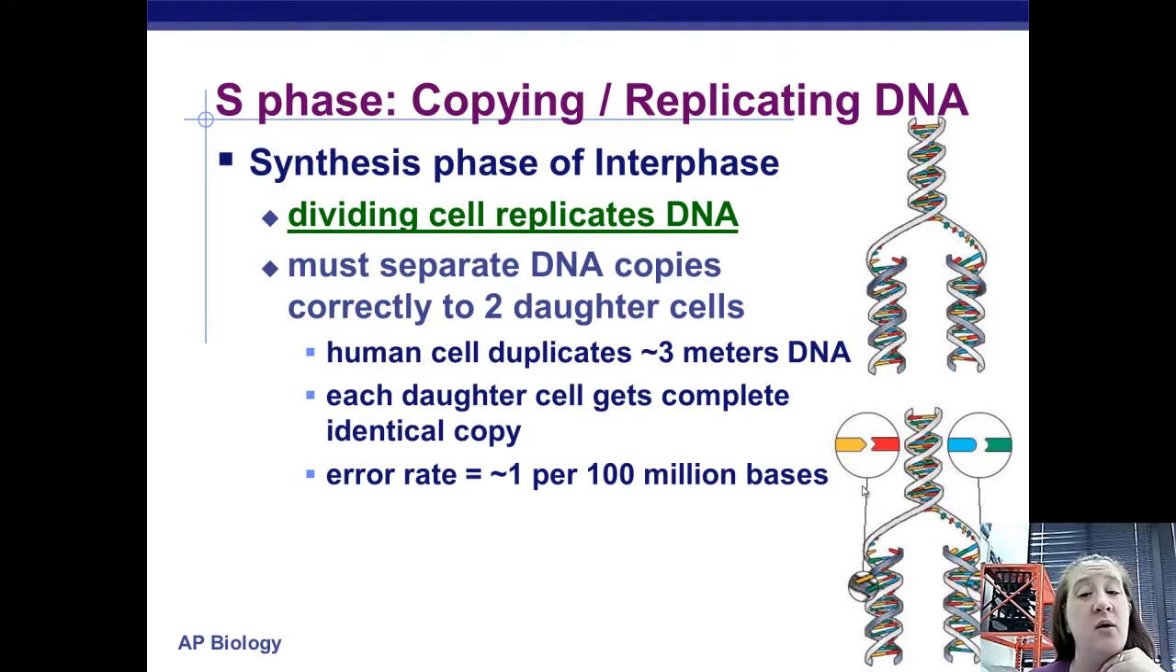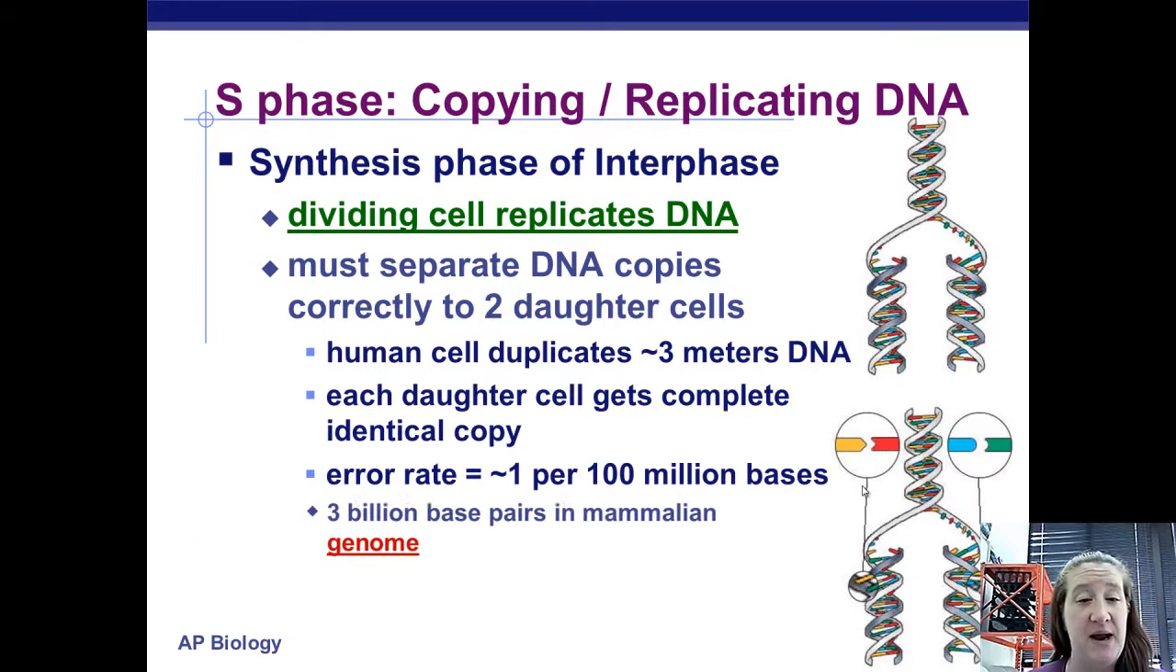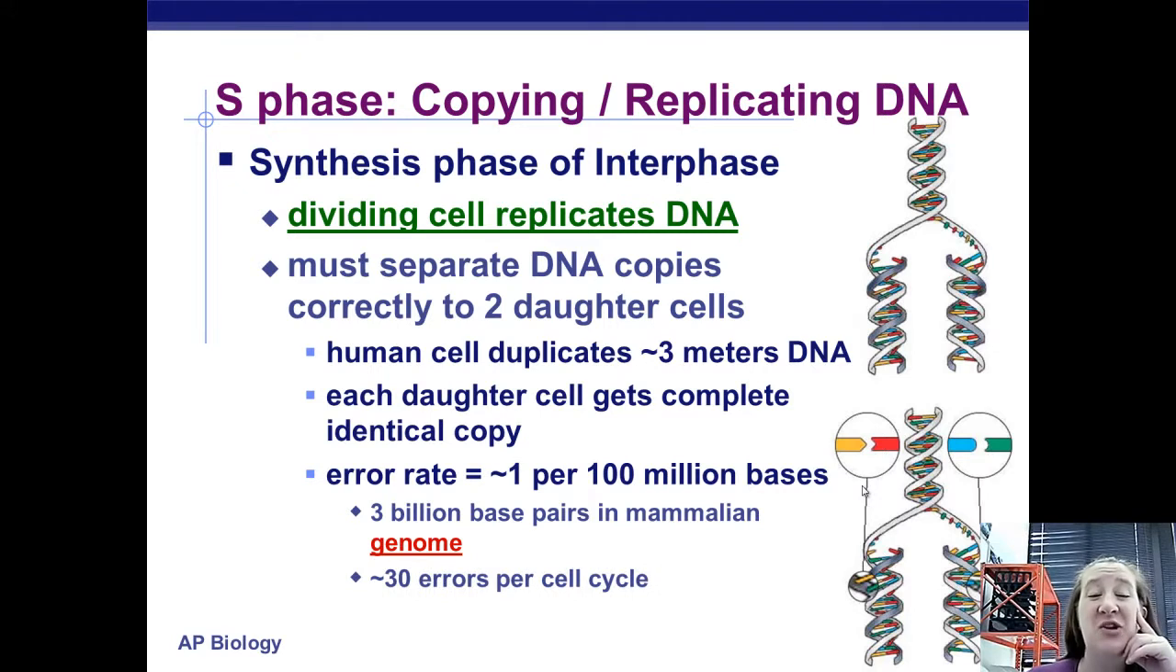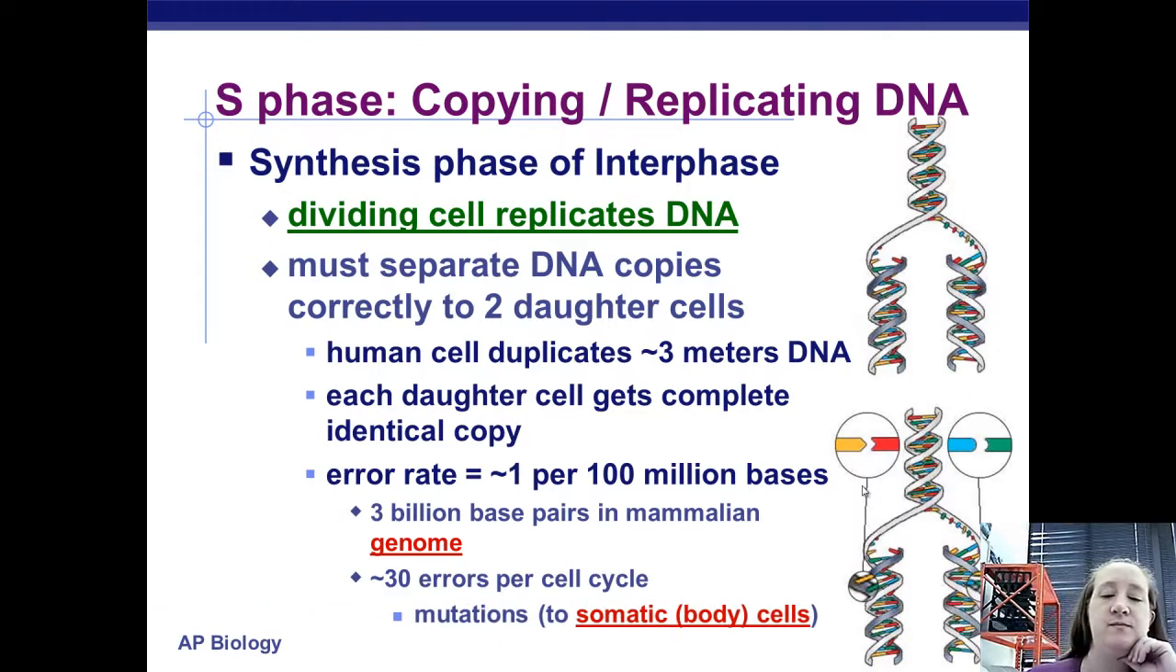The error rate is about 1 per 100 million bases, so mistakes do happen, absolutely. So it's about 30 errors per cell cycle. Most of those errors aren't going to be a problem. We'll talk tomorrow about why some of them are.